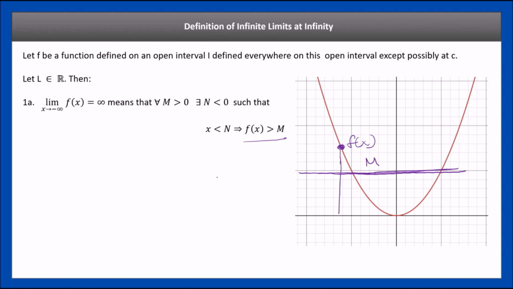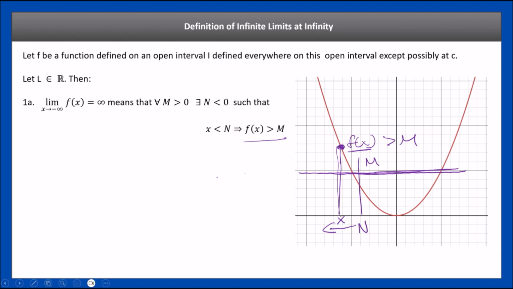when x is less than that N, so let's say this is N over here. There exists an N such that if x is less than that N, and this x value is less than N according to our number axis, then f of x is going to be greater than M, which we can tell because it's above the M line. All right, and that's exactly what it's saying: there's a cutoff where you can find x where the function at x is greater than the cutoff M.